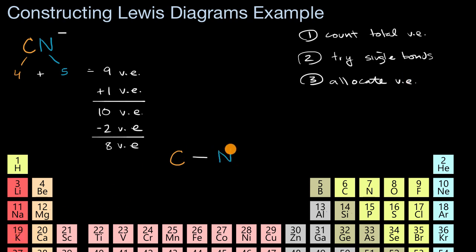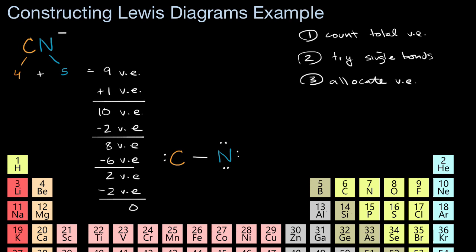So let me start with the more electronegative. Let's try to get nitrogen to 8. Already has 2. So let's give it 3 more lone pairs. So we have 2, 4, 6, 8. So I have just used up 6 of these remaining valence electrons, so minus 6. So I have 2 left to allocate. So let me give carbon 2 valence electrons, like that. And there I have used up all of my valence electrons.